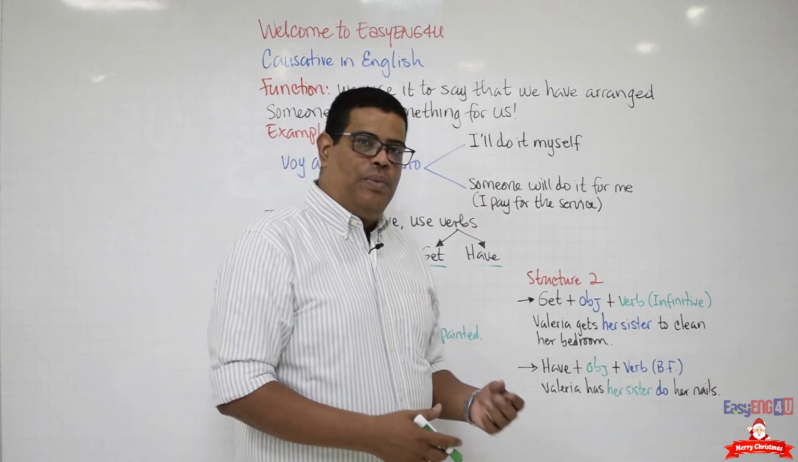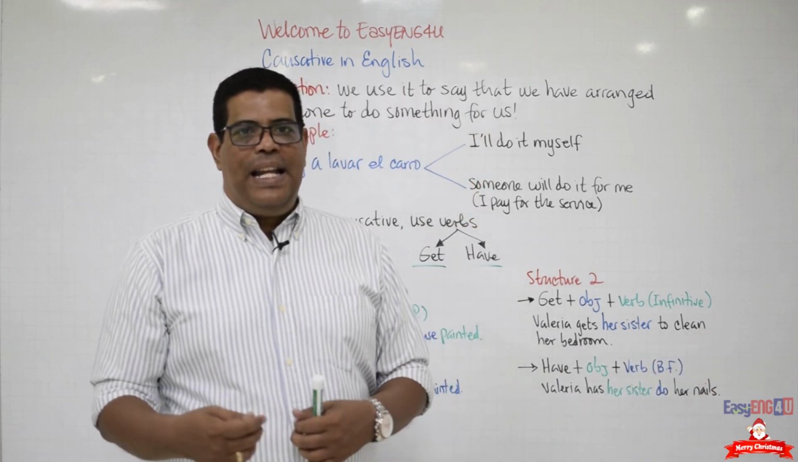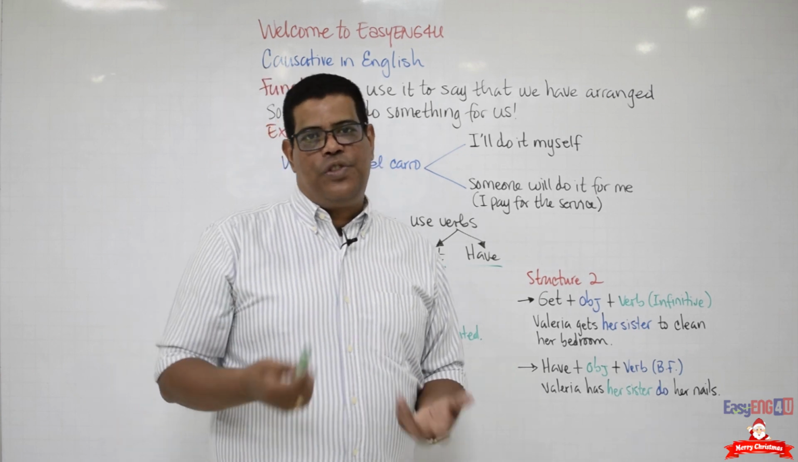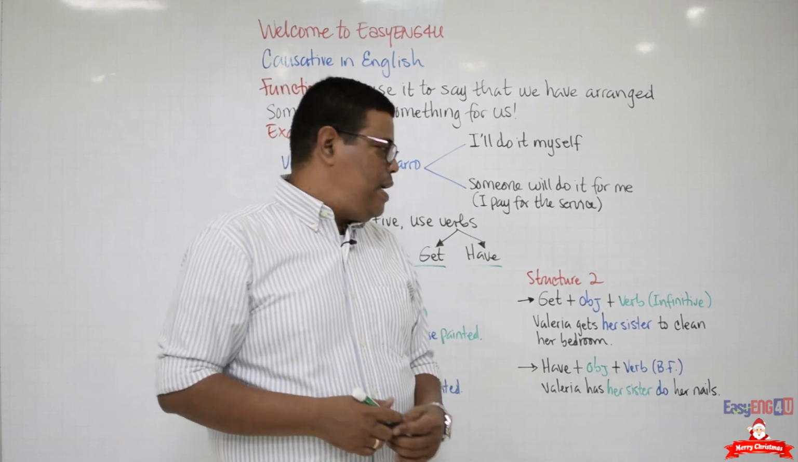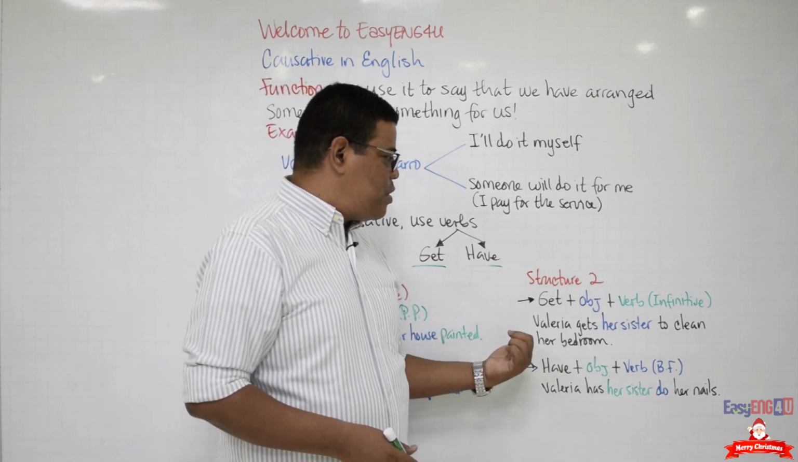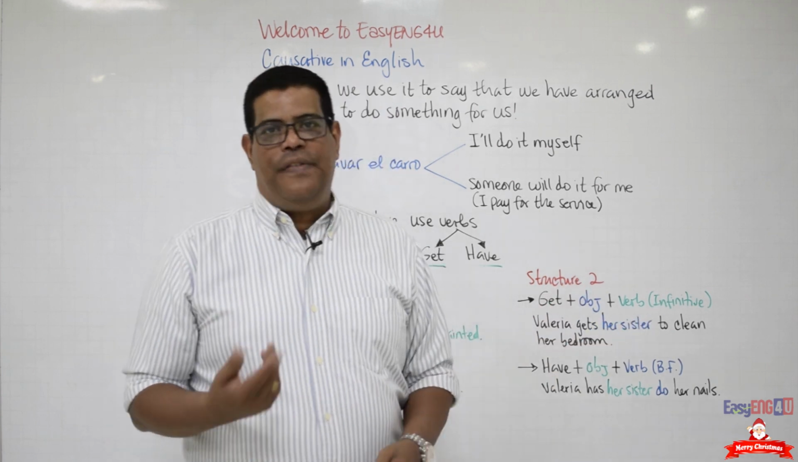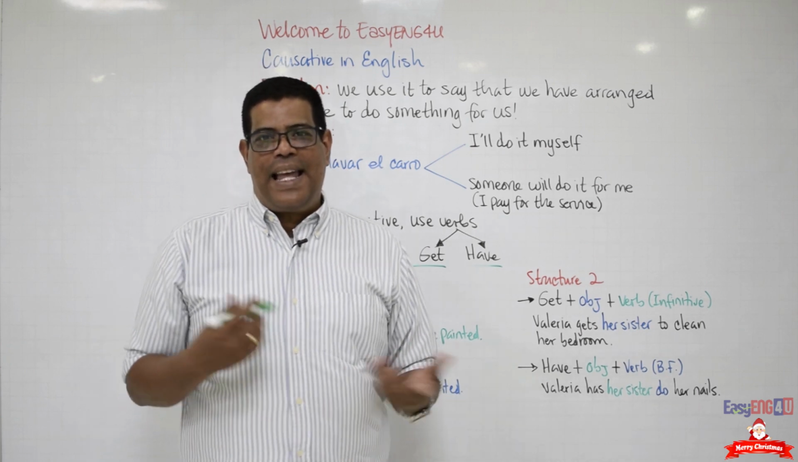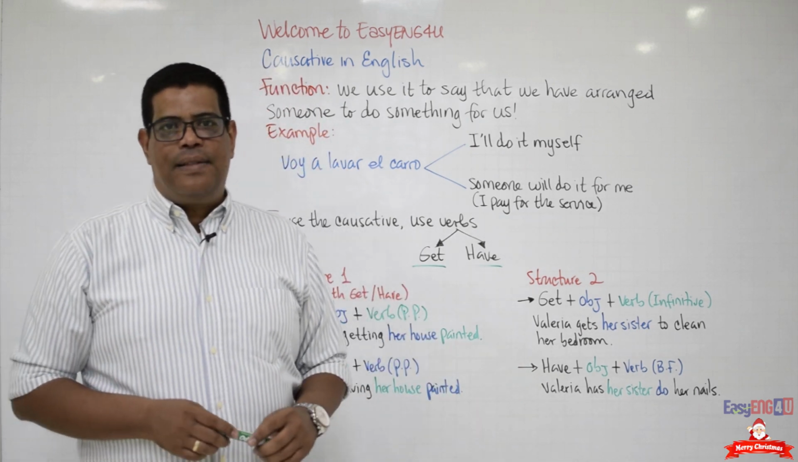In this case, what I'm saying is that Valeria is paying her sister to do something for her, okay? In this second one here, to clean her bedroom, she's going to convince her sister, but she's also giving something to her. As you can see, the causative is not too complicated.